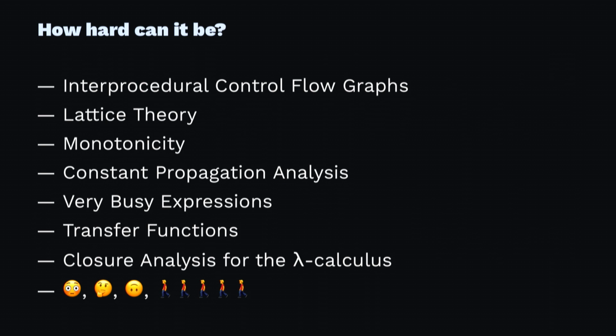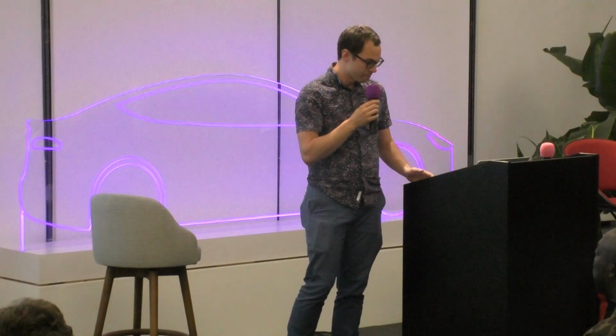Okay, so you start reading the paper, and it shares some fairly simple concepts like intraprocedural control flow graphs, lattice theory, monotonicity, constant propagation analysis, very busy expressions, transfer functions, closure analysis of the lambda calculus. And then as you read this thing, you start to realize that there is no way in hell that you can comprehend this without a PhD in computer science, and even then in static analysis. So I have as much chance of building a static analyzer as this guy does washing his car. Like, sure, you'll get it wet, but you'll probably get soaked in the process and bloodied and bruised.